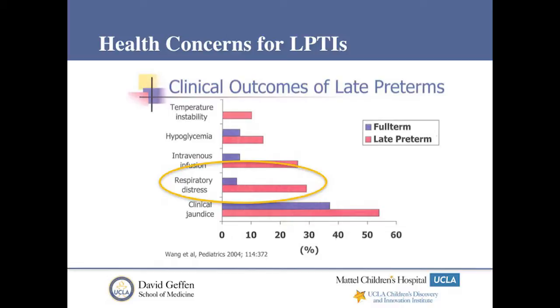In a term infant, maybe a little bit of TTN or occasionally pneumonia, it's only about 4%. But as soon as you get into that late preterm population, the incidence of respiratory distress of any type is going to jump all the way up to 28% of that patient population.